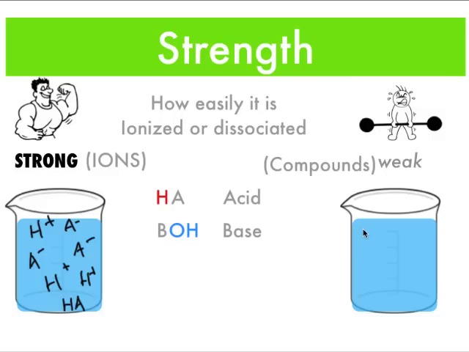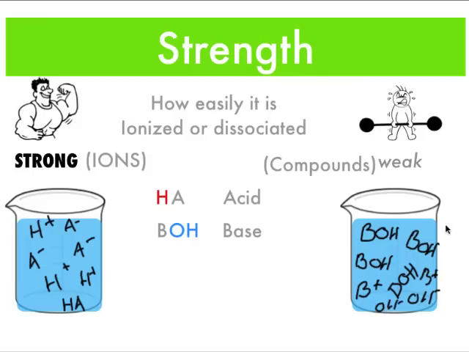Let's take a look at the base for weak. Let's make this one a weak base. Man, that base is so weak. Most of them are still together, but just like the strong acid, maybe one molecule, or should I say one compound, or two, will be split apart. But most of the bases are going to stay together as the hydroxide bonded up with the cation. All right, there we go. Two easy definitions, strength and concentration.